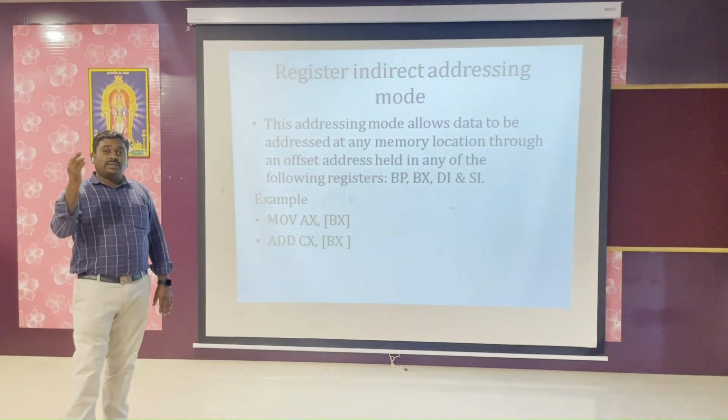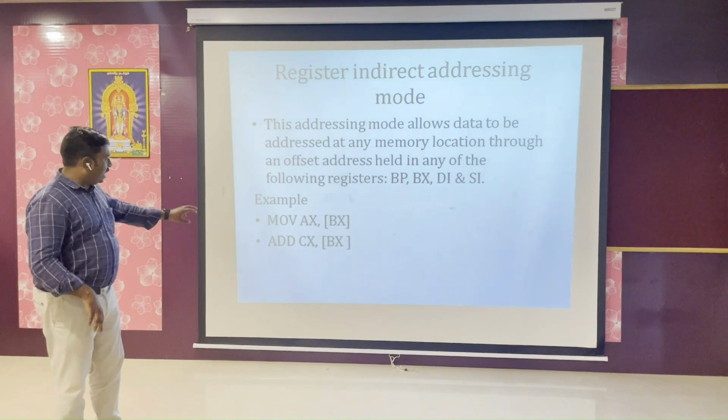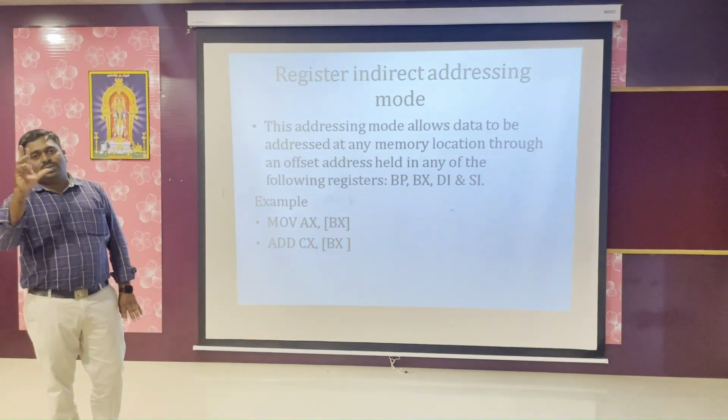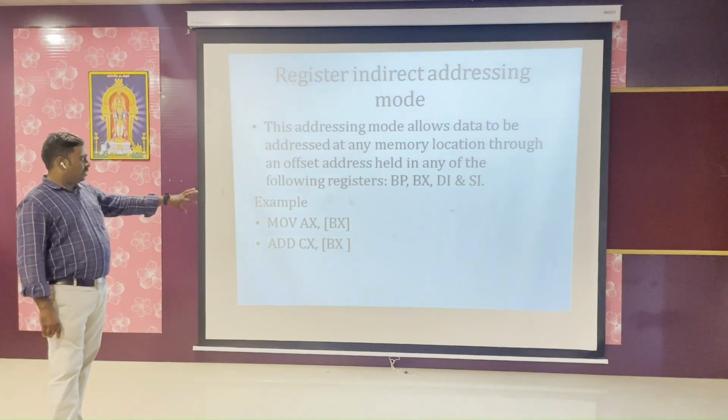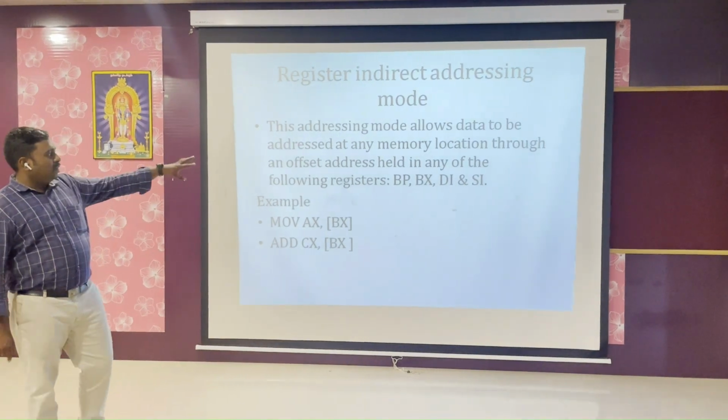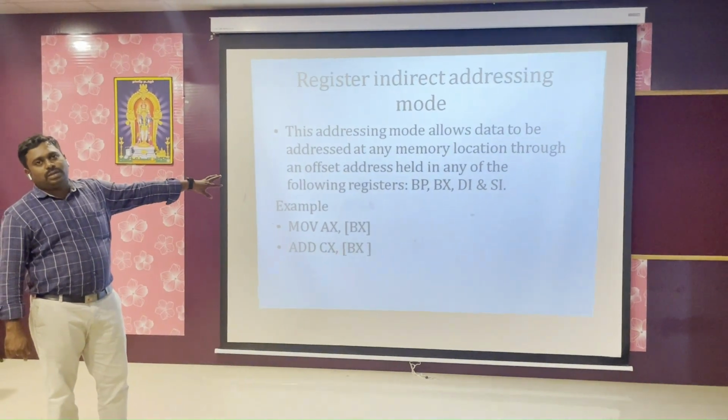So the address of the BX register should be added with the CX register and stored in the CX. Right? So this is register indirect addressing mode. So the address at memory location through one offset address.